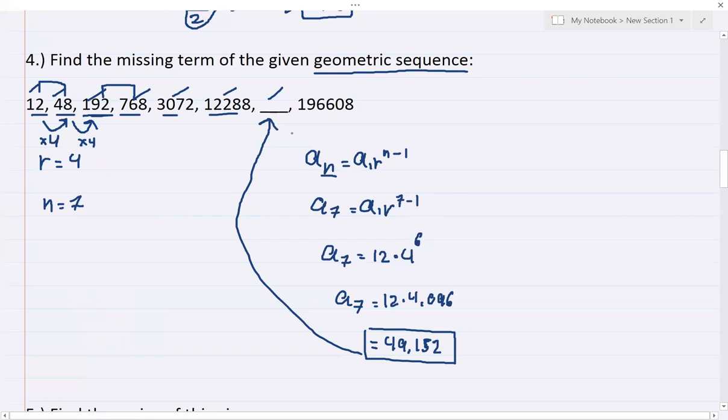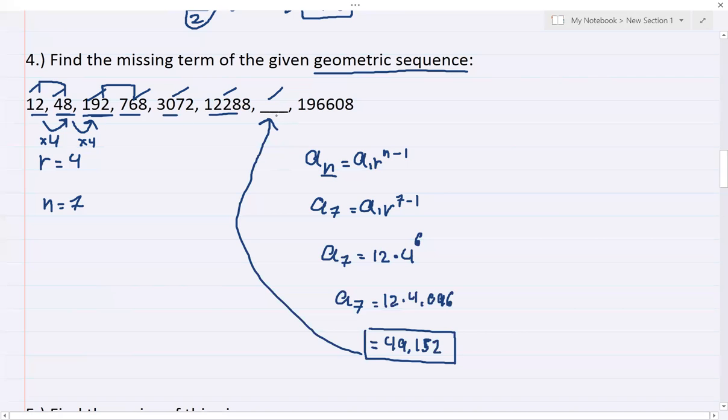Or if you don't want to write a solution and such, if you want to use your head, then there's no problem, right? Once again, we get the next term by multiplying by 4, right? For example, 48. How do we get 48? We multiply the previous term by 4. So 12 times 4 is 48. So how about this one? 192. How did we get to 192? It's simple. You multiply the previous term by 4. So 48 times 4 is 192.